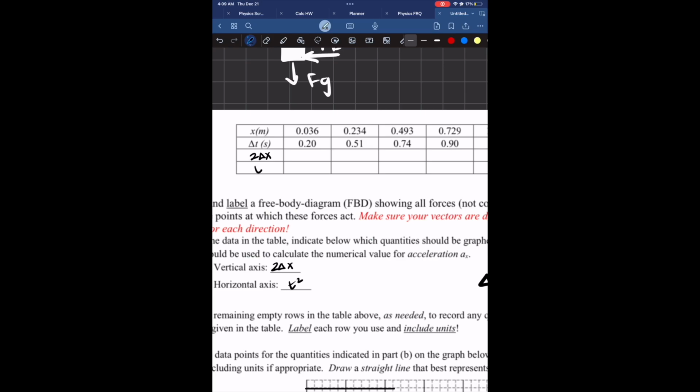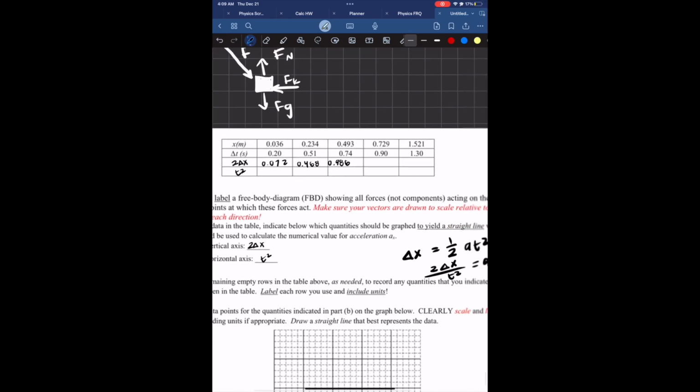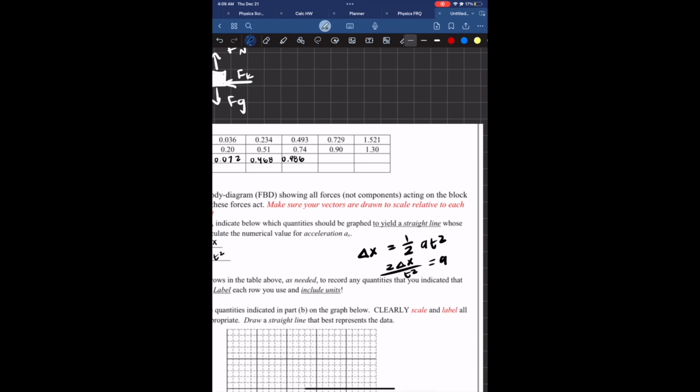And then for the table, I put the values of 2 delta x and then t squared, and then I simply just doubled the x values that they gave us in the table already, and then I also squared the t values that they gave us as well.